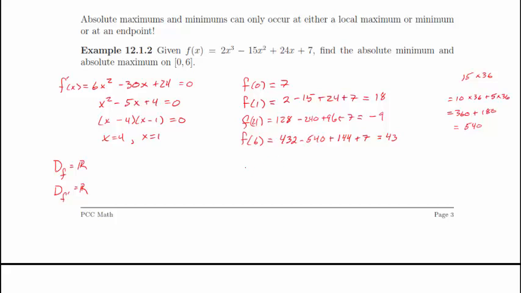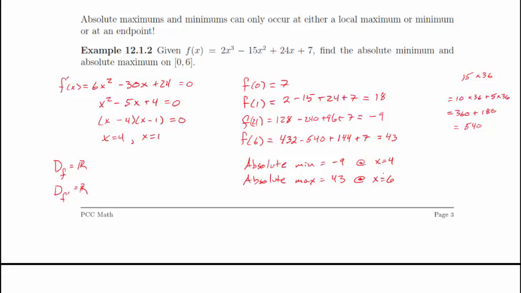So the absolute minimum is negative 9 at x equals 4. And the absolute maximum is 43 at x equals 6 on that endpoint.